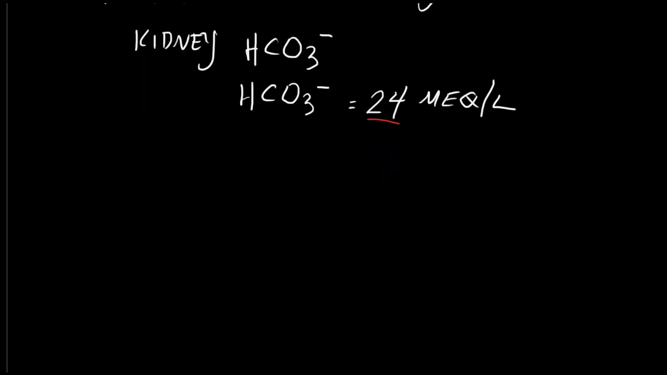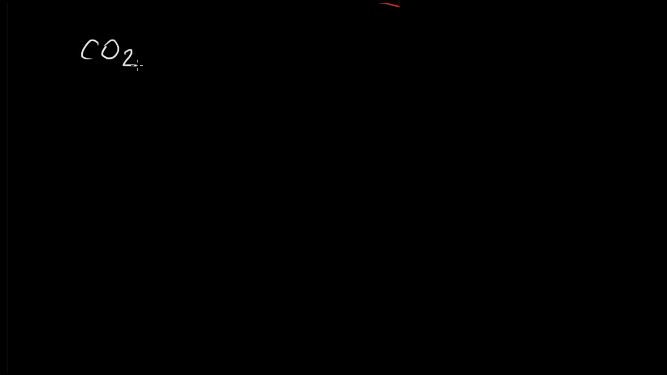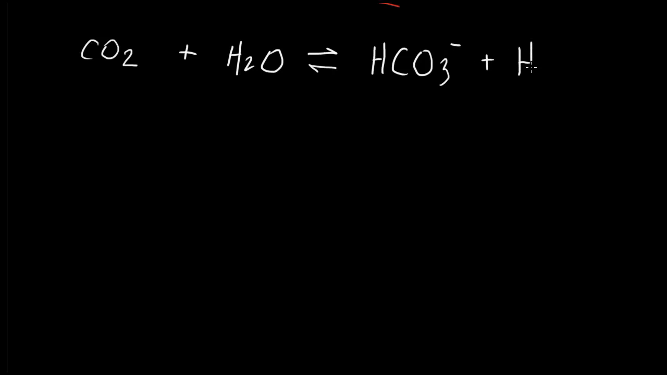There is an equilibrium between CO2 and bicarb. CO2 plus water is in equilibrium with bicarb and acid, H+. Where does acid come from? It comes from your diet, mostly.